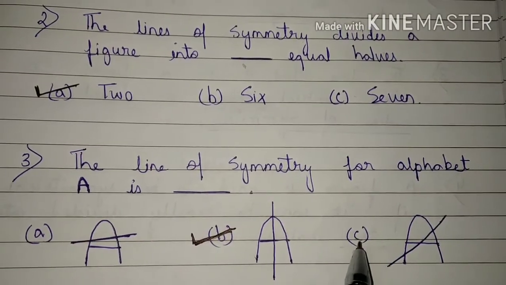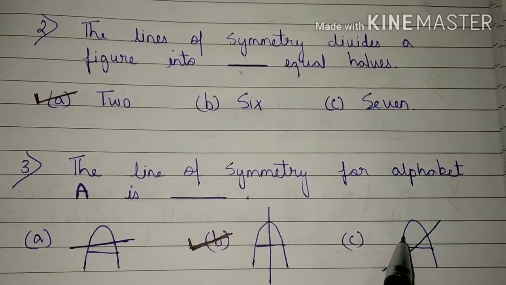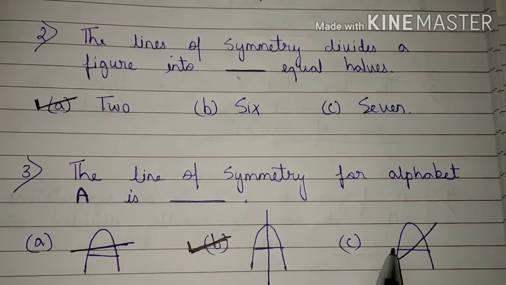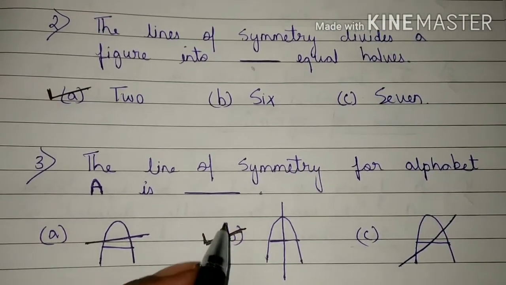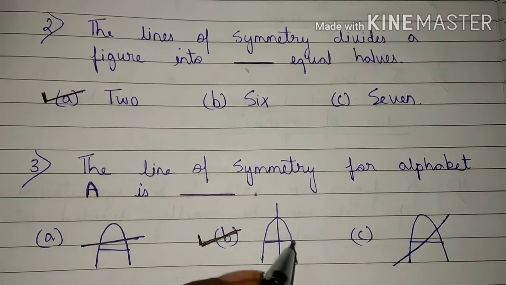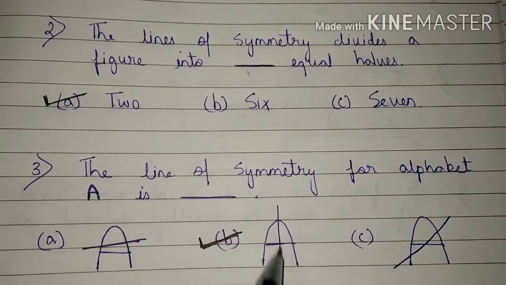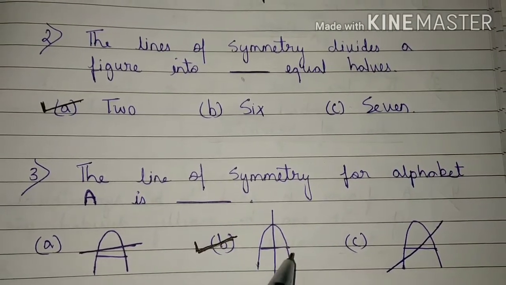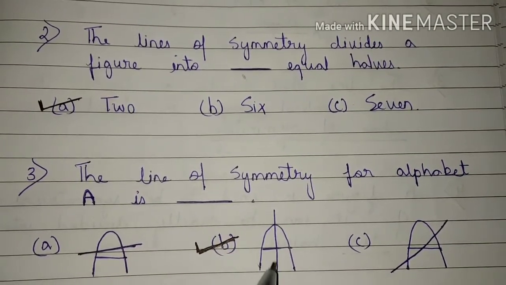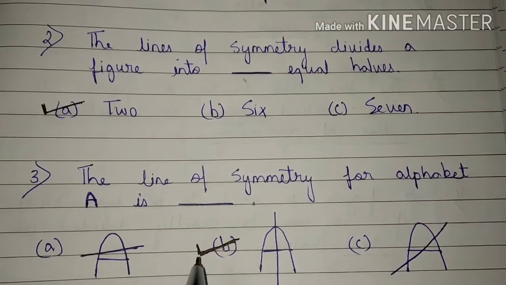Students, in option C, this line does not divide the figure into 2 equal parts of same shape and size. So this is not a line of symmetry for alphabet A. Now students, in option B, this line divides the figure into 2 equal parts of same shape and size. See, this line divides the figure into 2 equal parts of same shape and size. So this is a line of symmetry for alphabet A. So students, the correct answer is option B.